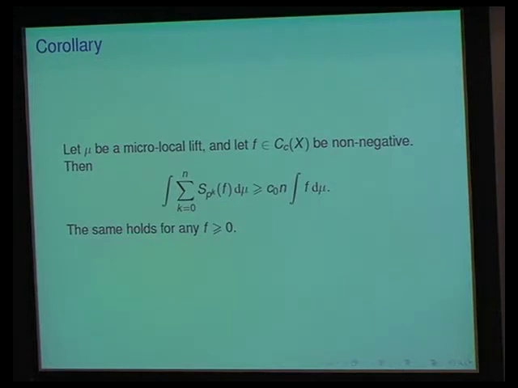And let's just see what it says. We take a non-negative function and we apply the summing operator over the distance k neighbors from k equals 0 to n to this function f, which we defined before. And we integrate the outcome over the microlocal lift measure. Then this integral is greater or equal than c naught times n times the integral of f with respect to mu.